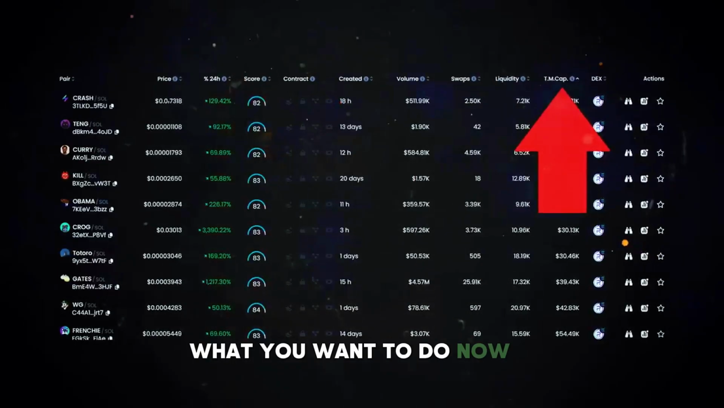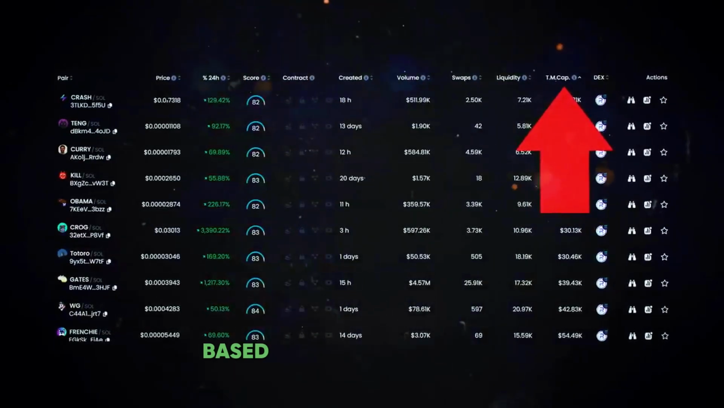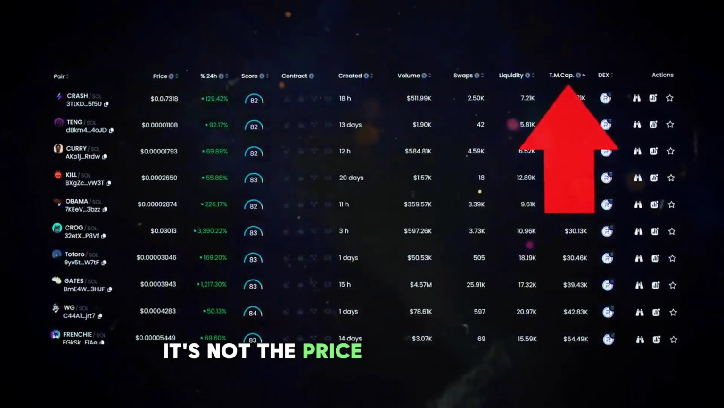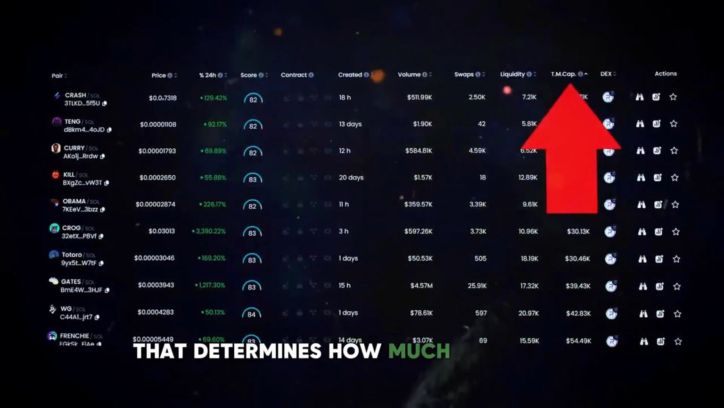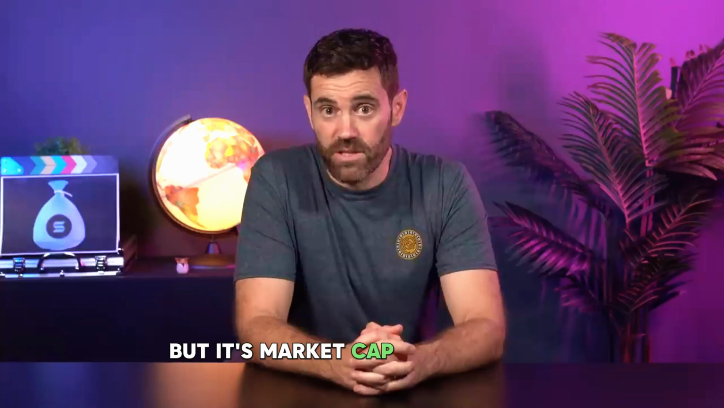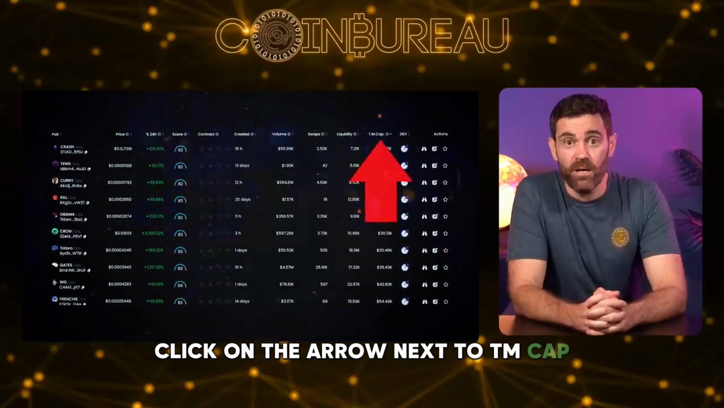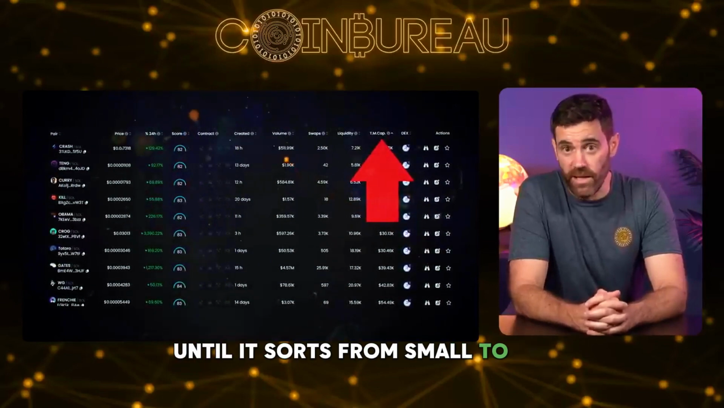What you want to do now is reorder this list based on total market cap. That's simply because it's not the price tag of a crypto that determines how much it can pump, but its market cap. So, to do this, click on the arrow next to market cap until it sorts from small to big. Once you've done this, you'll quickly notice that most of the tokens with the smallest market caps launched recently.